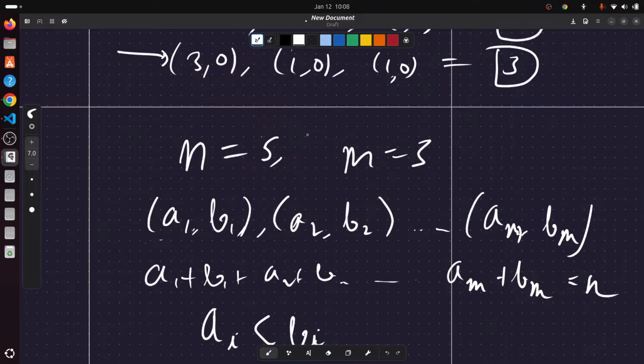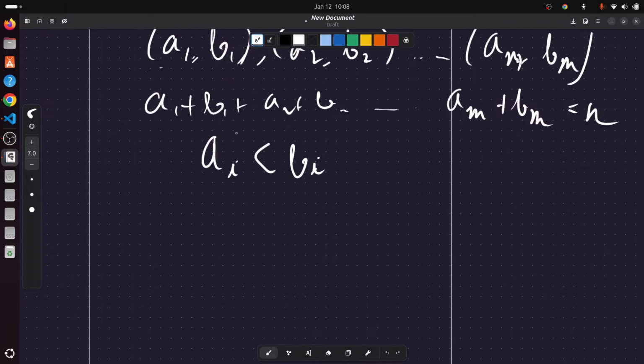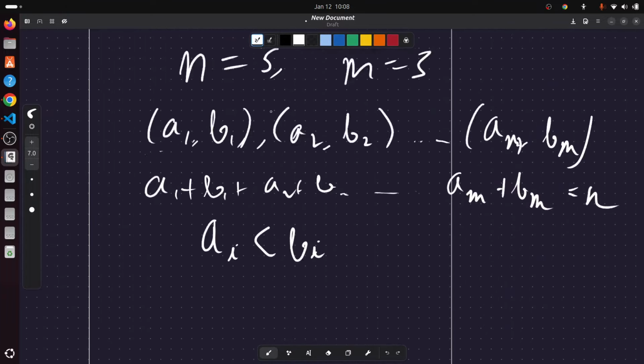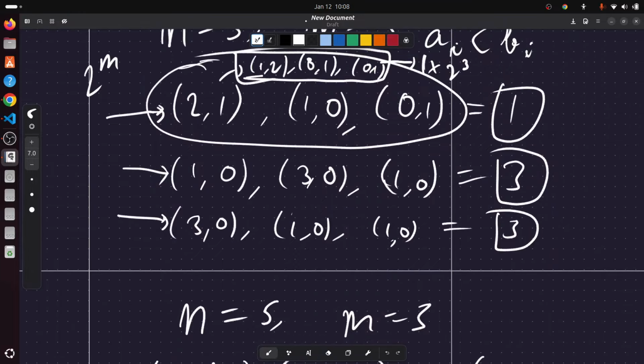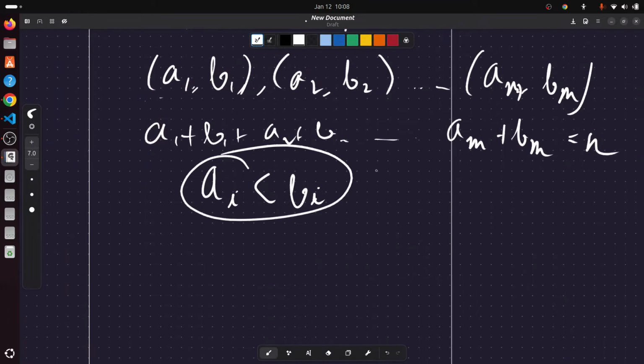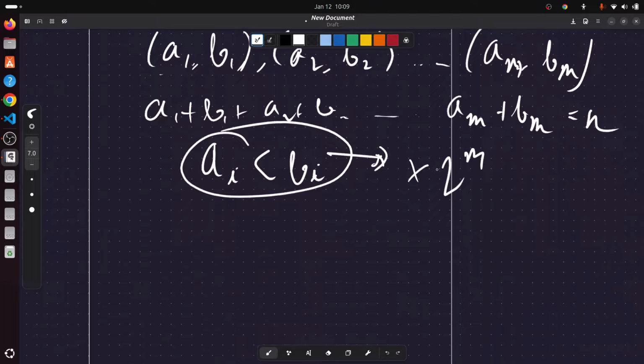So if I find the answer for AI less than BI, it will only give me these basic ones like 1 comma 2, 0 comma 1, 0 comma 1, or 0 comma 1, 0 comma 3, 0 comma 1. Finally, I can only consider these options of breaking, and then multiply by 2 to the power m to get my final answer. Okay, so again I'll repeat.